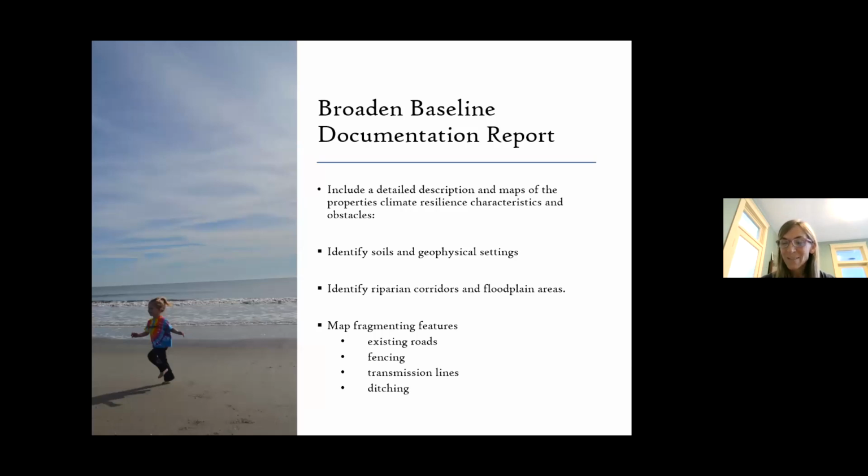We might be sure to denote the soils and geophysical settings, the tidal complexes that we have on the site, look at the corridors and connectivity, floodplain areas, including 100-year floodplain areas, and think about mapping some of those fragmenting features. And of course, also in the easement, think about limiting some of those fragmenting features on site.